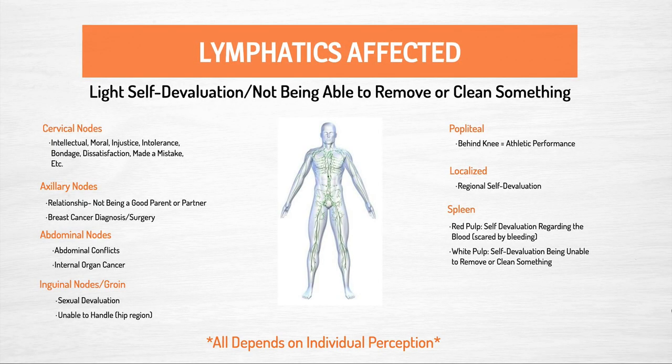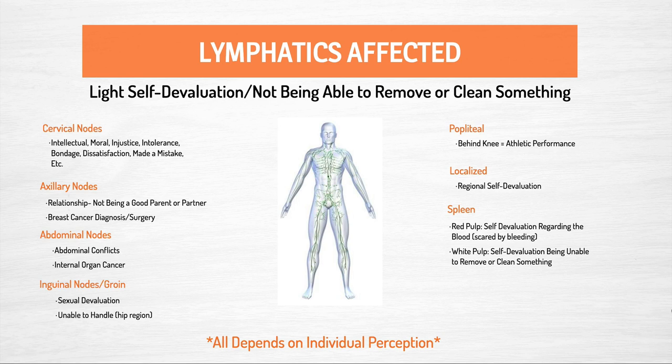Now we have the lymph system, and so the lymphatics are affected by, again, very similar regional: intellectual, relationship, abdominal. Inguinal has to do with the sexual devaluation, behind the knee, athletic performance, and then there's also localized. So we hear this a lot, that people will say that the cancer has metastasized to the lymph nodes, and it tends to be regional.